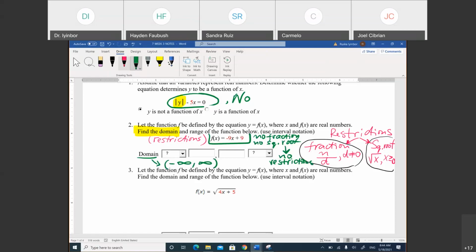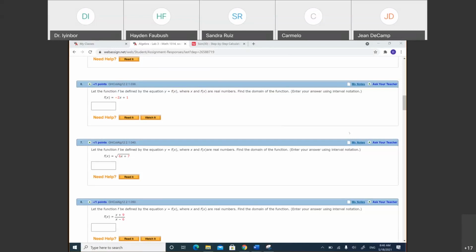And I'm going to show you how to put that in WebAssign. So I'm going to share WebAssign and show you how to enter it. So here in WebAssign, we have number 6. And in number 6, you have to find the domain of this function, negative 2x plus 1. Again, no fraction, no restrictions. So finding the domain of this function, you have no fraction, no restriction, which means all real numbers. So you have to enter negative infinity, infinity, like that. And this is how you enter it.